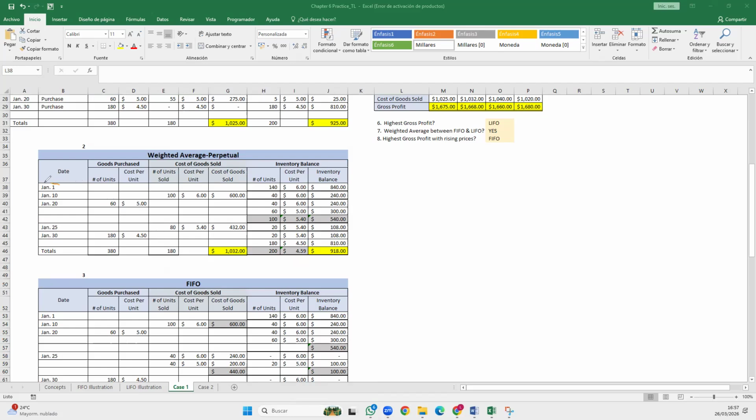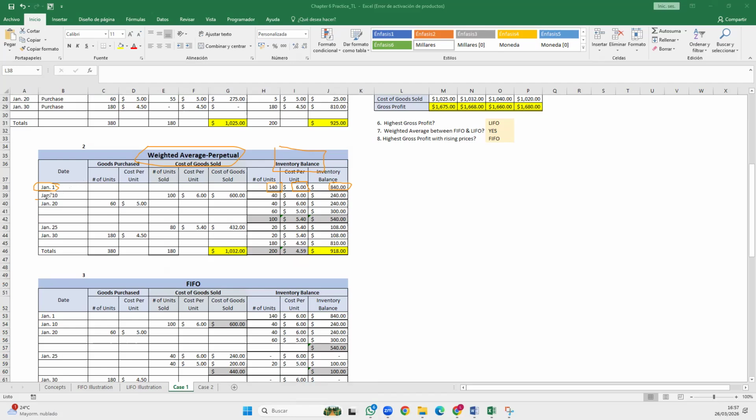Okay. So for example, here, the January 1st beginning inventory, we're talking about the weighted average, LIFO, FIFO too. The beginning inventory, which is 140 units, appears here in the inventory balance column. We already know this is the cost per unit, and how much it cost the company to purchase that, according to ending inventory from the prior cycle. And this is a total of $840.